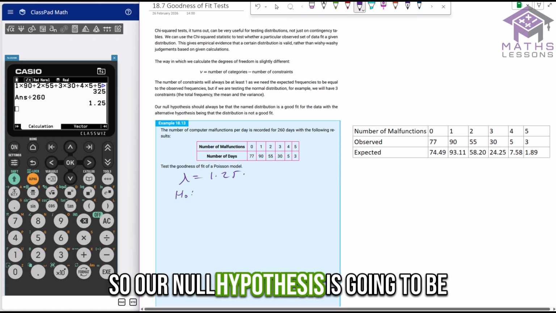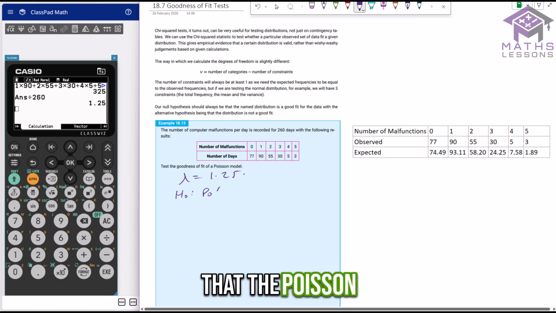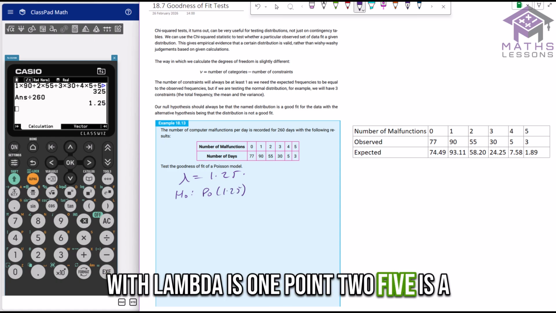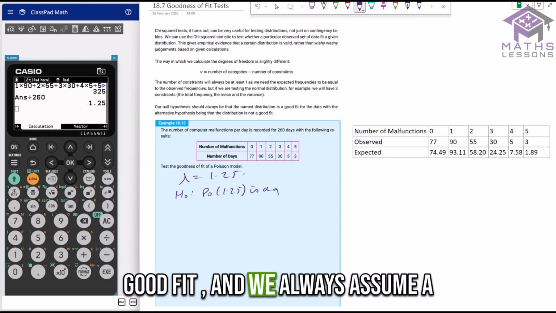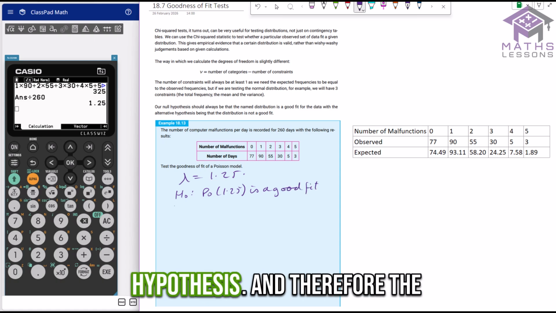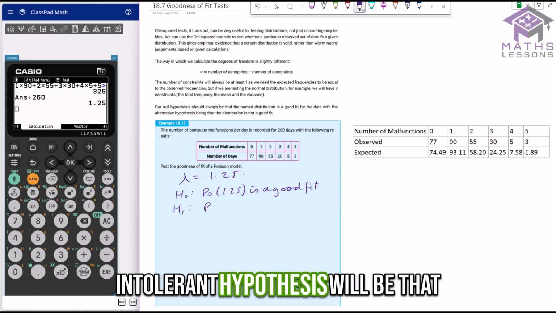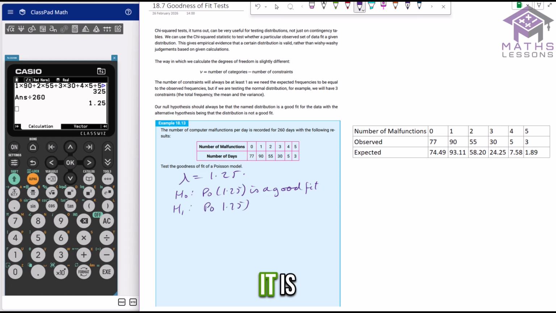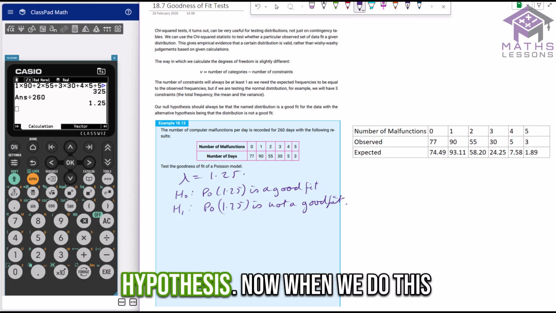So our null hypothesis is going to be that the Poisson with lambda as 1.25 is a good fit. And we always assume a good fit for the null hypothesis. And therefore the alternative hypothesis will be that it is not a good fit.